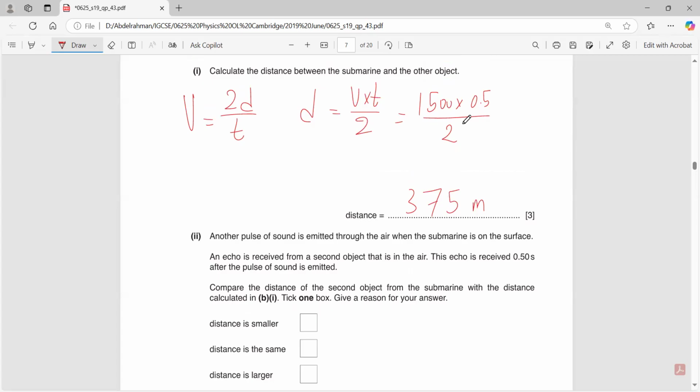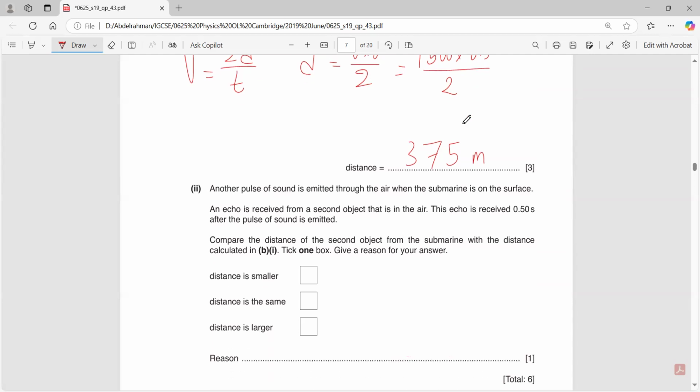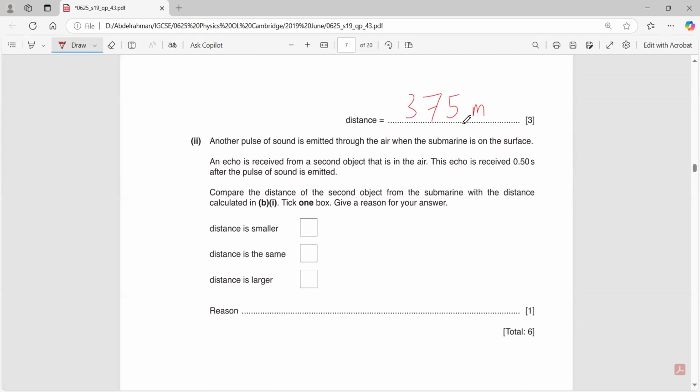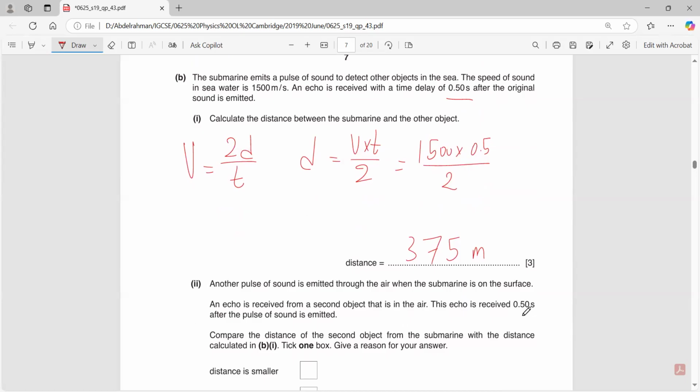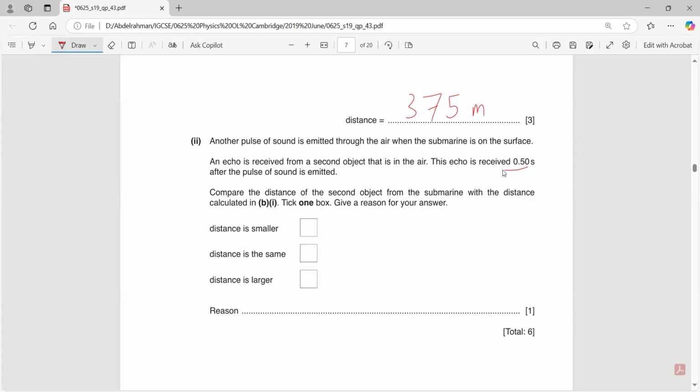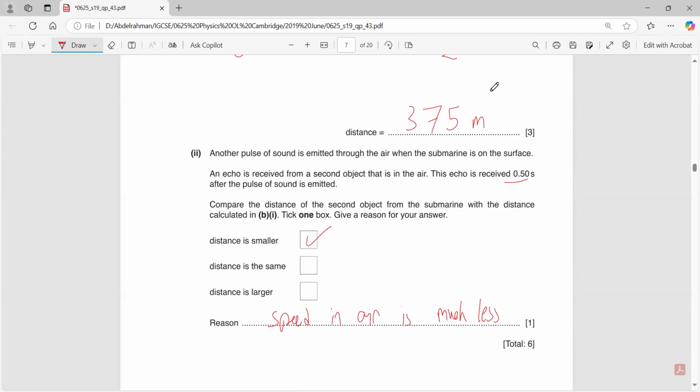Definitely not. The speed of sound in air is much less, around 340 meters per second, and you're required to know this. It's in the range of 330 to 350 meters per second. So if you say 340 meters per second in air, and you find the distance with the same time, so 340 times 0.5 over 2, it would definitely be a smaller distance. Why? Because the speed in air is much less. That was easy.